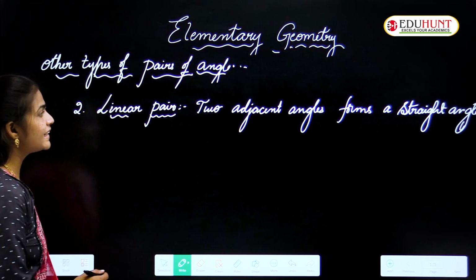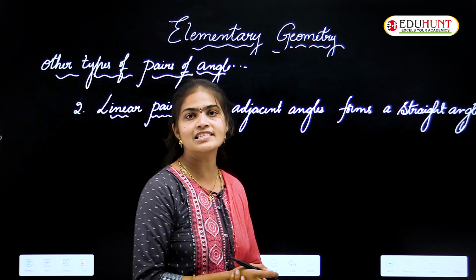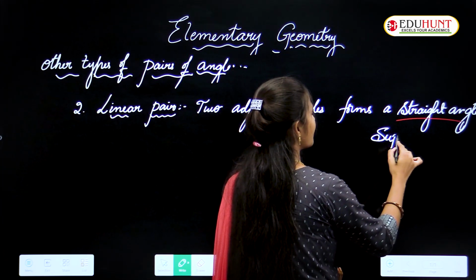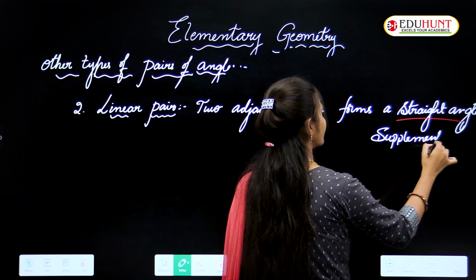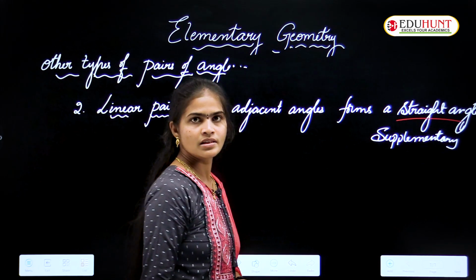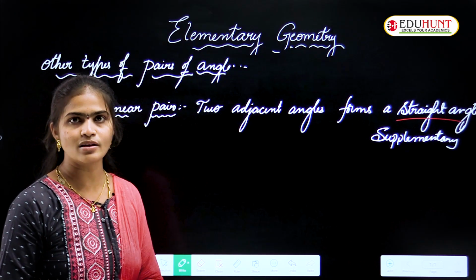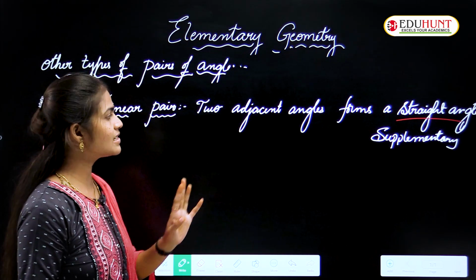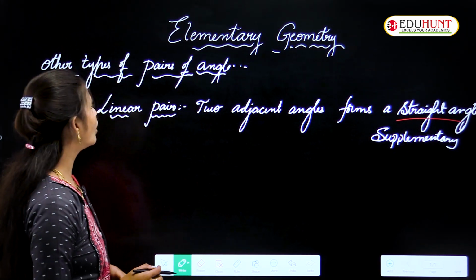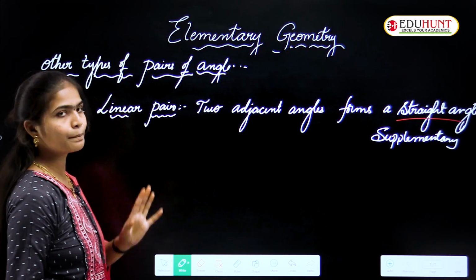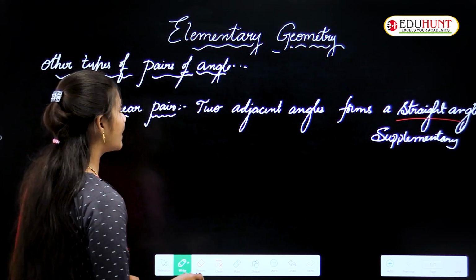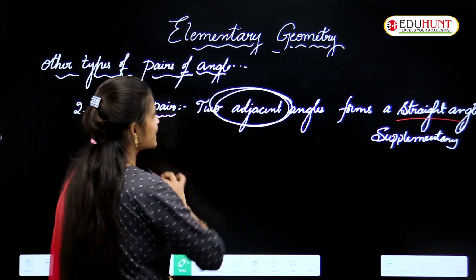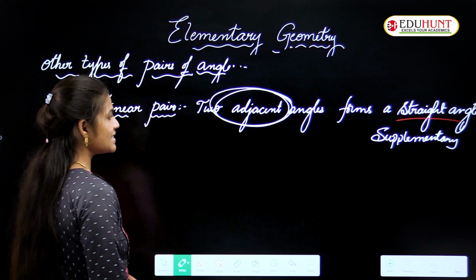Okay. Next one, linear pair. Linear pair means two adjacent angles form a supplementary or straight angle. Supplementary means the sum of two angles is equal to 180 degrees, no? And when those two angles' sum forms a straight angle, then we call those two angles a linear pair. Here the most important point is that the two angles must be adjacent.